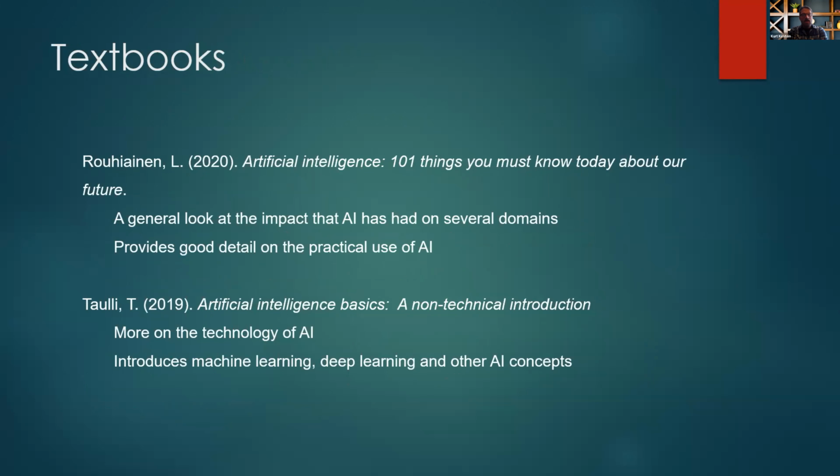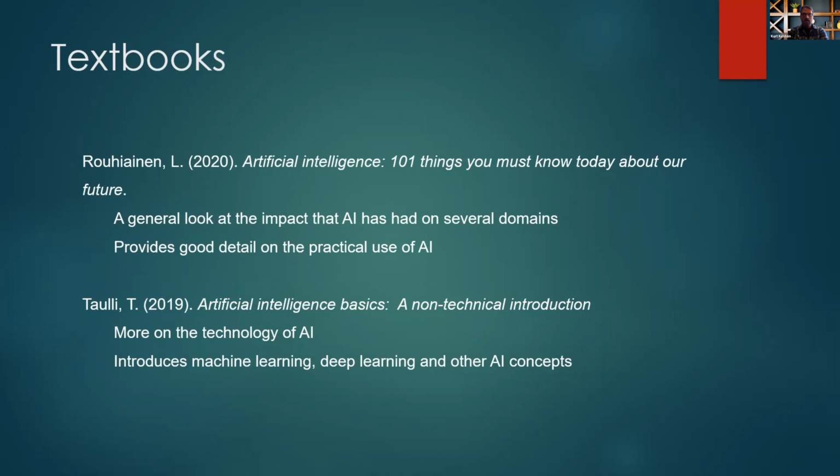I selected 2 textbooks, and I have posted these slides to the site. So if you're interested in either one of these textbooks, you can grab them from this presentation. But the first one was Artificial Intelligence, 101 Things You Must Know Today About Our Future. And it really is broken into 101 things.